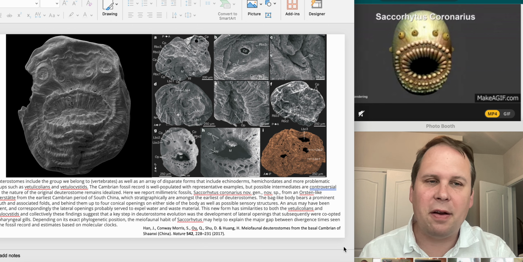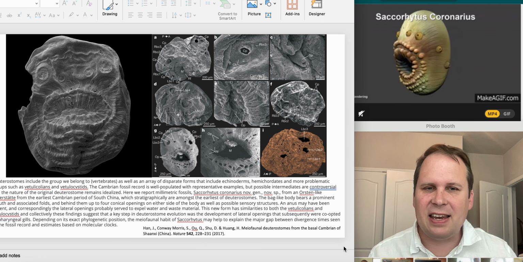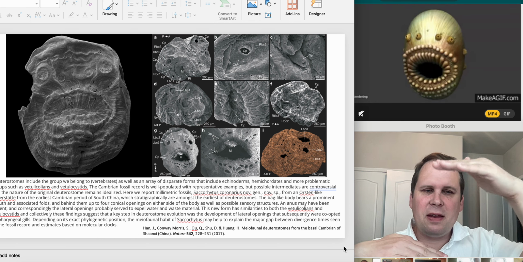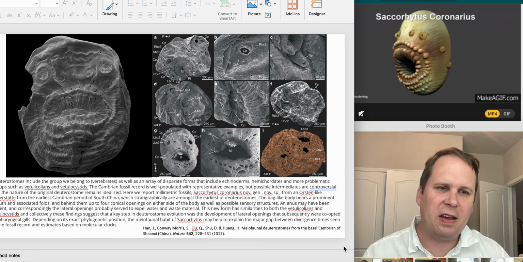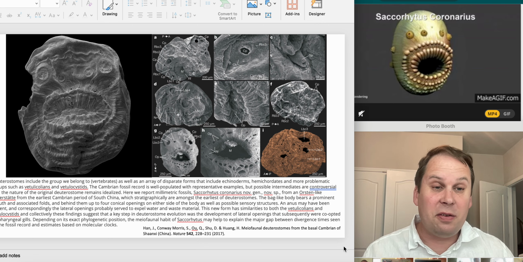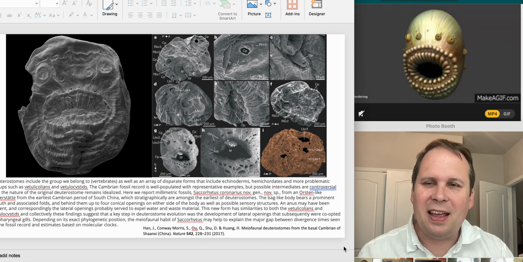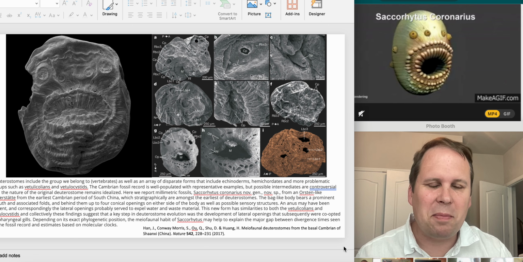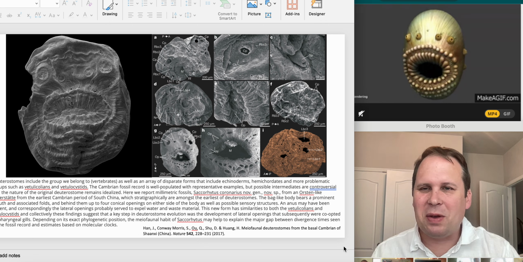Saccorhytus are really early. So these are from the very early Cambrian in China. And so these may fall into that gap between the bottom of the Cambrian and the Chengjiang preservation. So these are potentially something that is very early, and very early evidence along the path for one or more of these developmental pathways that we later see.